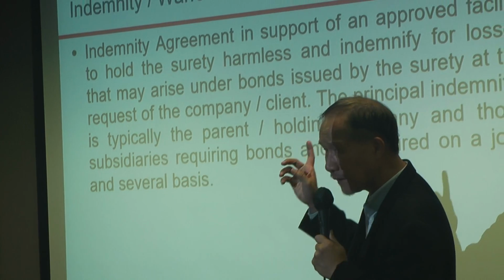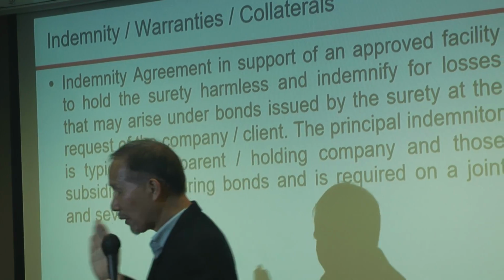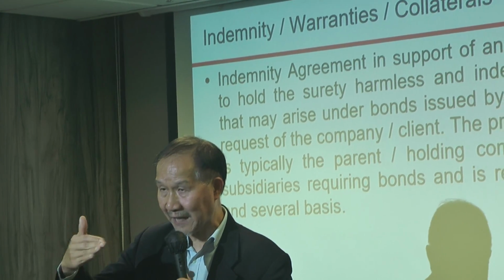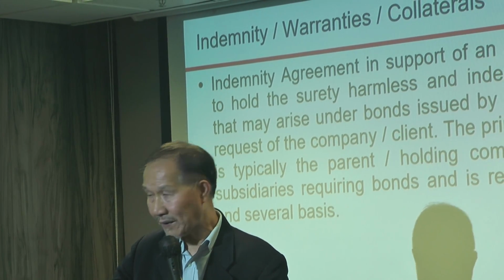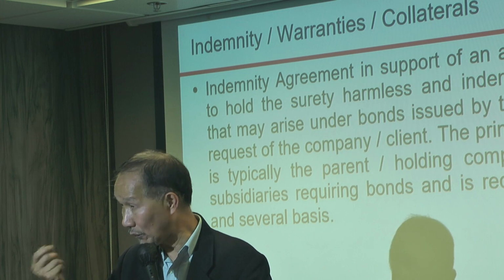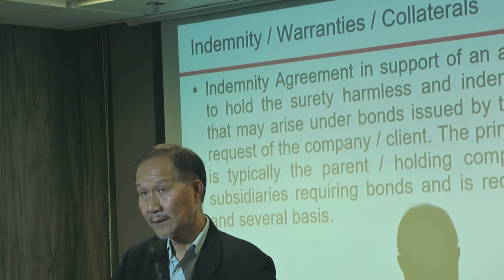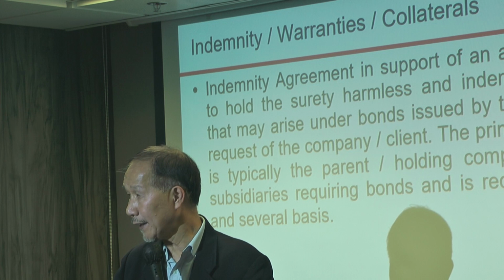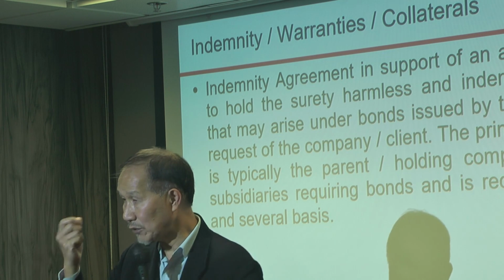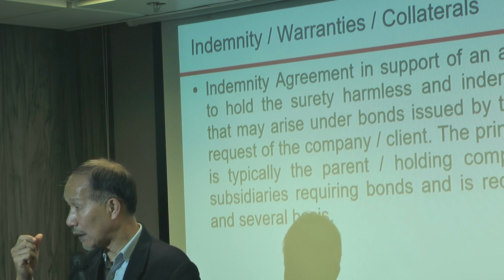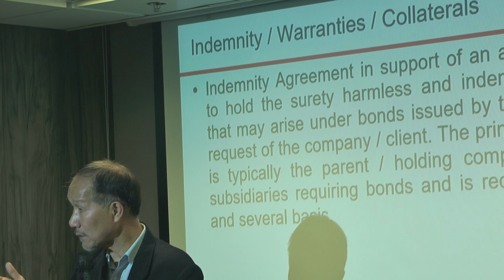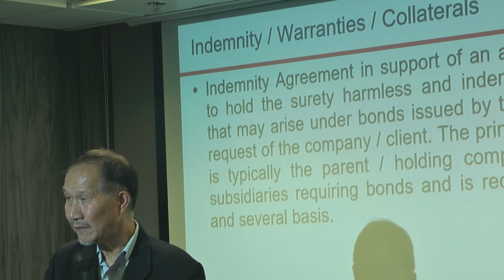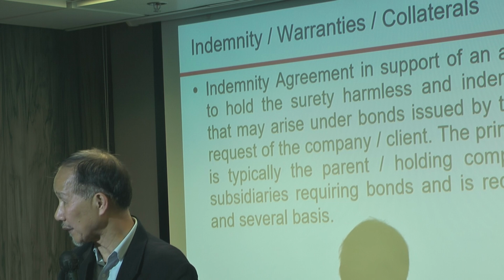Now this is the most difficult part of the bond arrangement. In a bond arrangement, you have what we call an indemnity regime, whereby on one hand the insurer issues a bond to you, but concurrently, the contractor will enter into an indemnity agreement with the insurer, holding him harmless if the bond is called. The indemnity agreement is very legalistic, very serious, very onerous on the contractors.